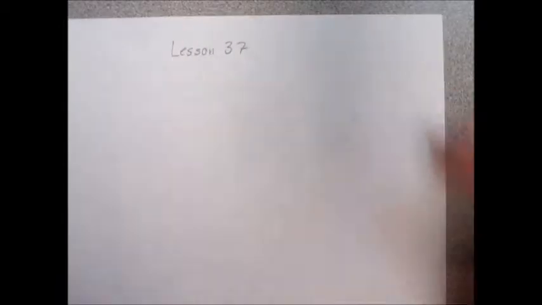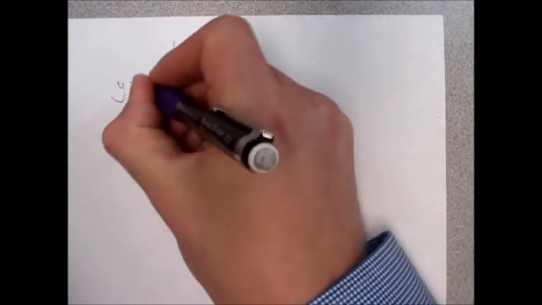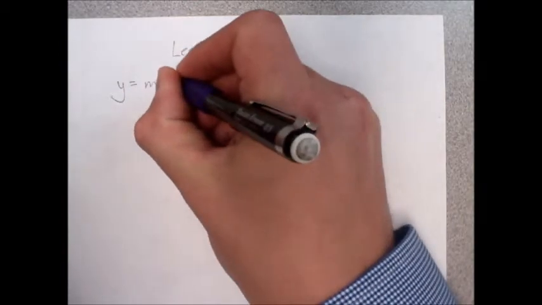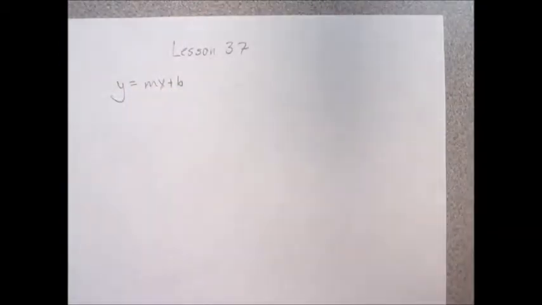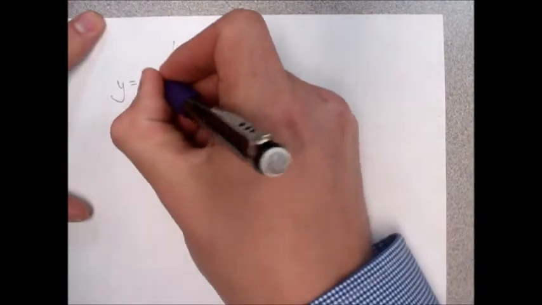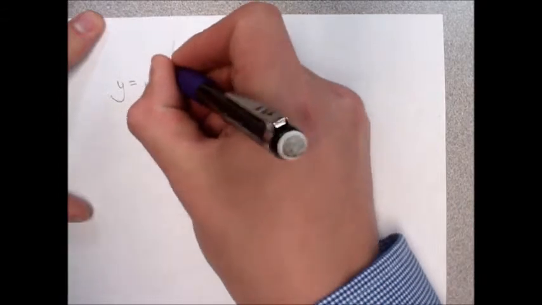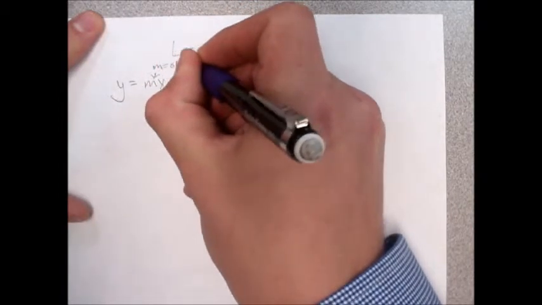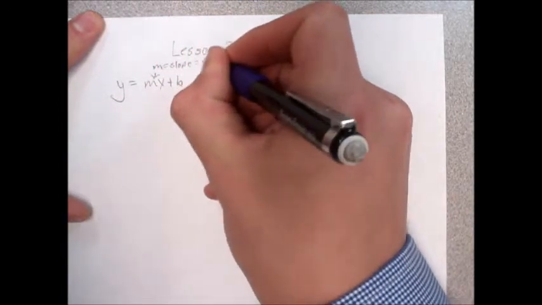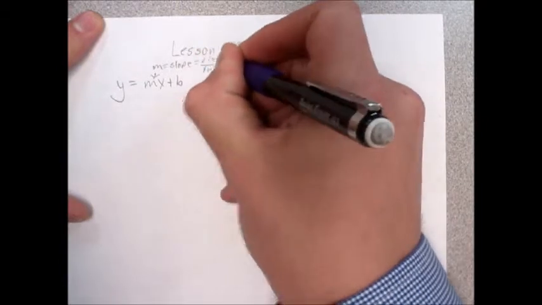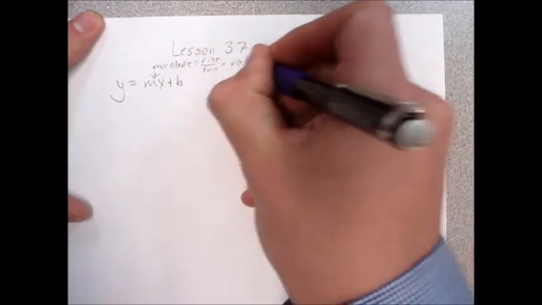7 is over writing equations of parallel and perpendicular lines. It's relatively easy. I need to recall a few things with you. When you see things in y equals mx plus b, or slope-intercept form, you need to remember that m is your slope, or your rise over run, or your rate of change, whatever you want to call it.